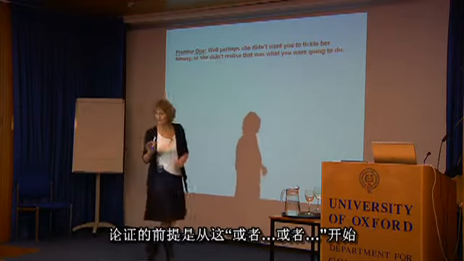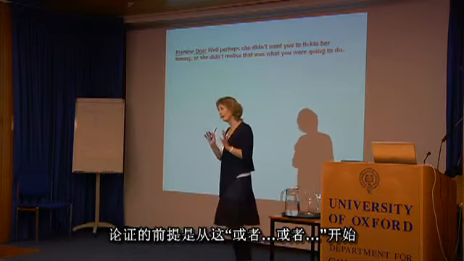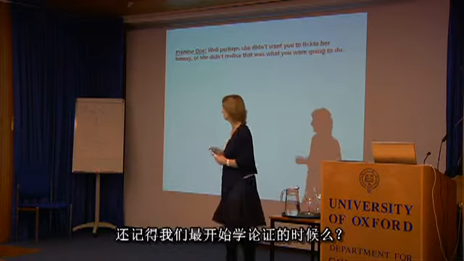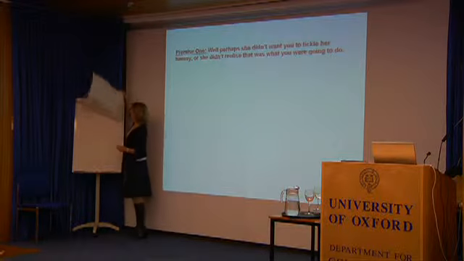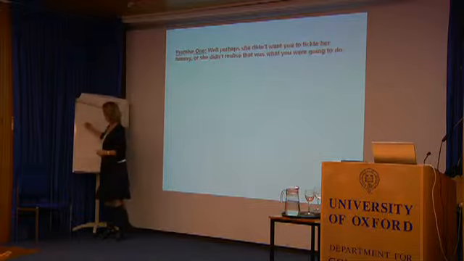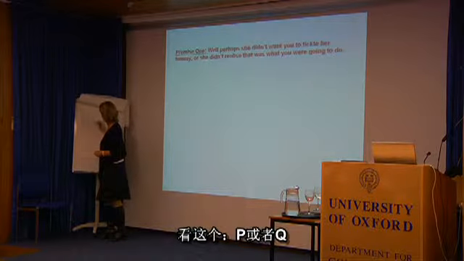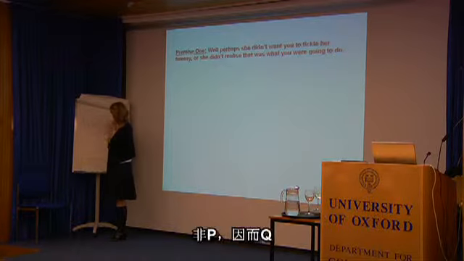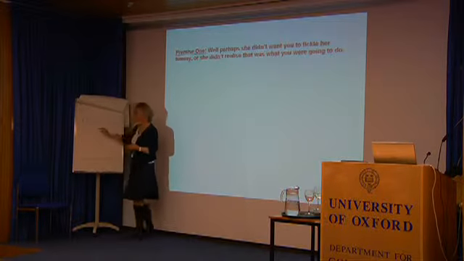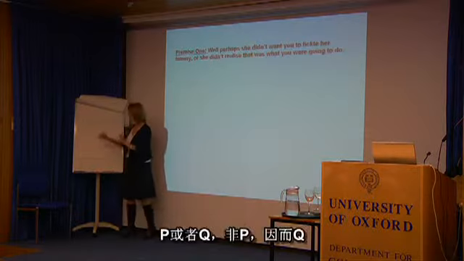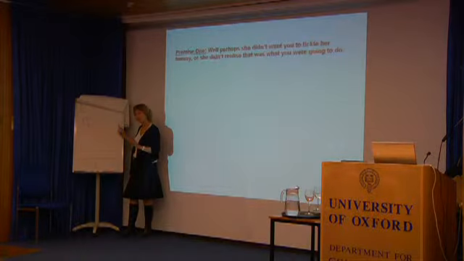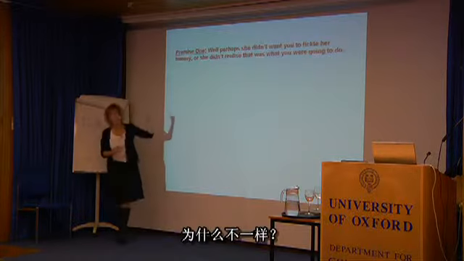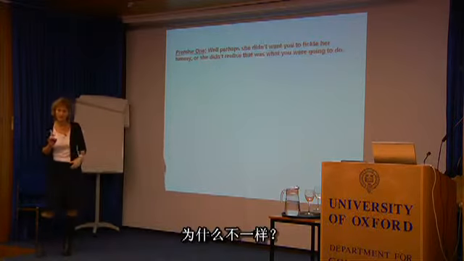Okay, so the premise of the argument is we start off with either this or this. Do you remember the first, when we were doing the argument? I can understand it. It's either sunny or it's raining. Well, look at P or Q, not P, therefore Q. Okay, do you remember that argument? Yeah. P or Q, not P, therefore Q. Yeah, that I understand. Okay, that's not the same here. Okay, now I'm not understanding you.